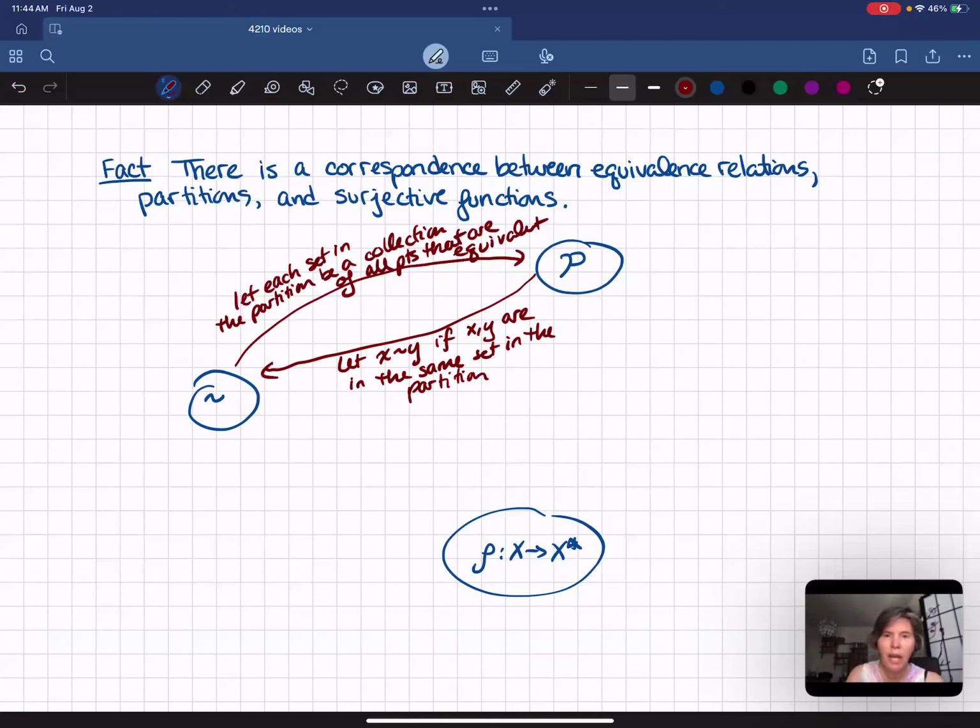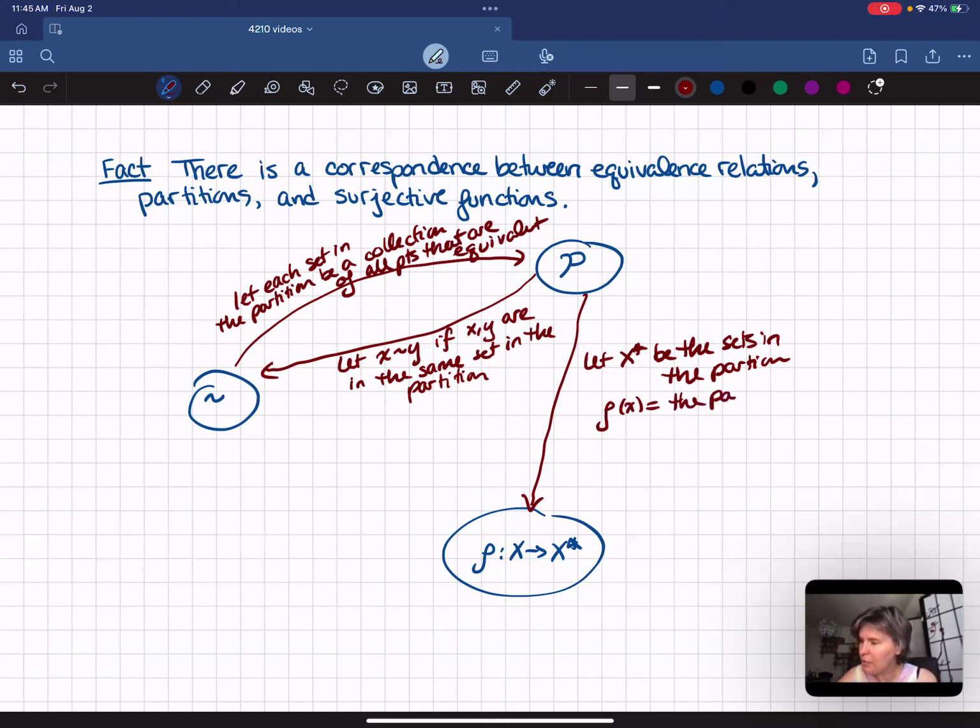Okay. And now how does that connect with the previous concept that we were learning about, which has to do with surjective functions from a space X to a space X star? Well, if I have a partition, I can let X star be the sets in the partition. And I can define rho of X to be the partition set that X is in.